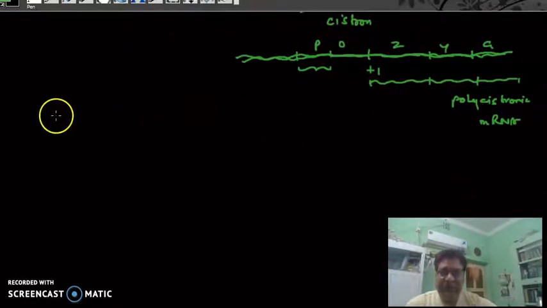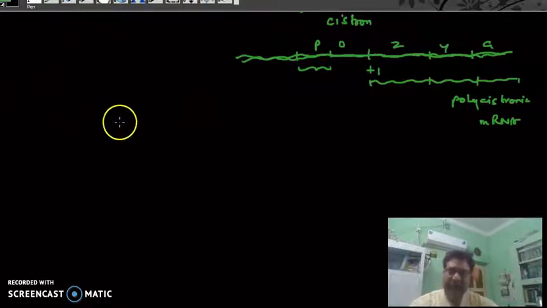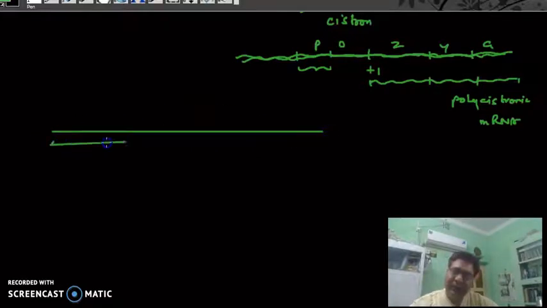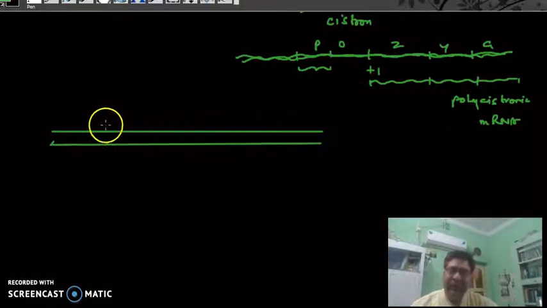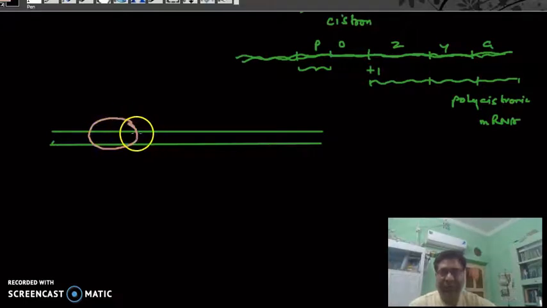Initiation means the RNA polymerase will first bind to a particular site in the DNA. Say the previous diagram will be sufficient. Let us draw the RNA polymerase as a single structure like this. This represents the whole RNA polymerase, this rounded structure. And say this is the +1 site.